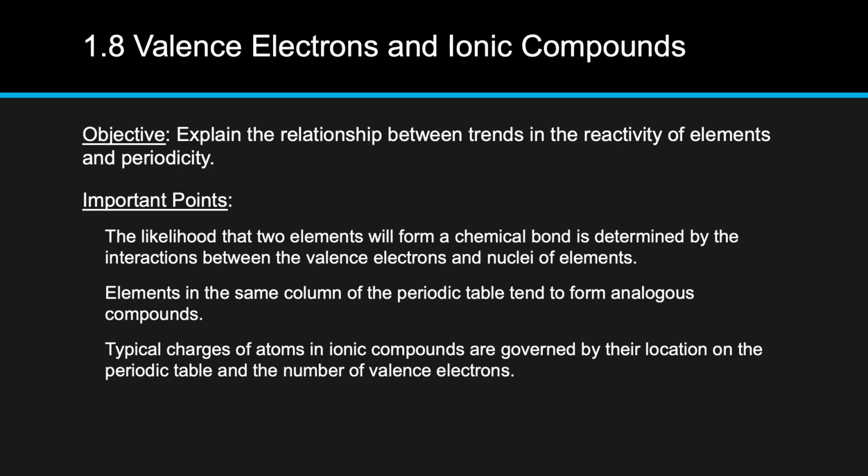So whether two elements form a bond is going to depend on their valence electrons and how they interact with the nuclei of the atoms. And that's why electron configuration is so important. Elements in the same column of the periodic table are usually going to behave similarly, which means they're going to tend to form compounds that look and act alike. So that's going to be really important for this lesson.